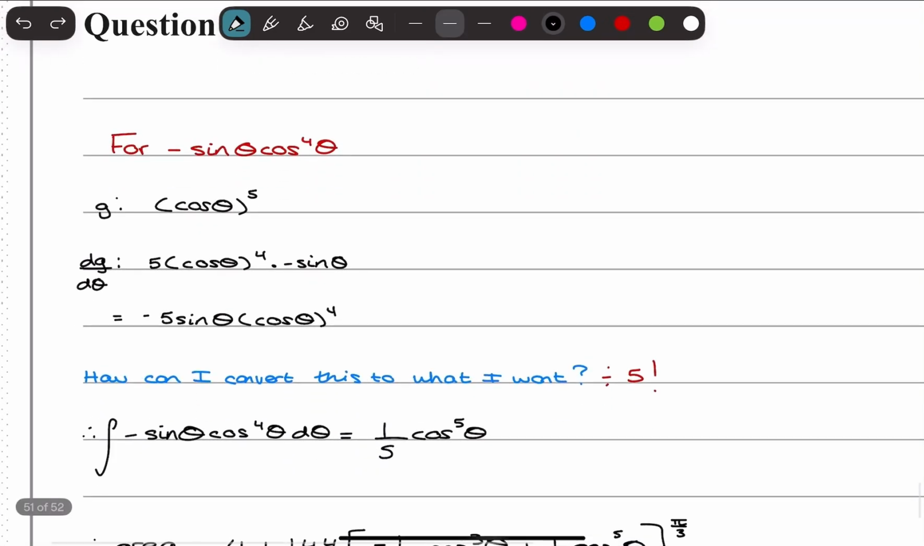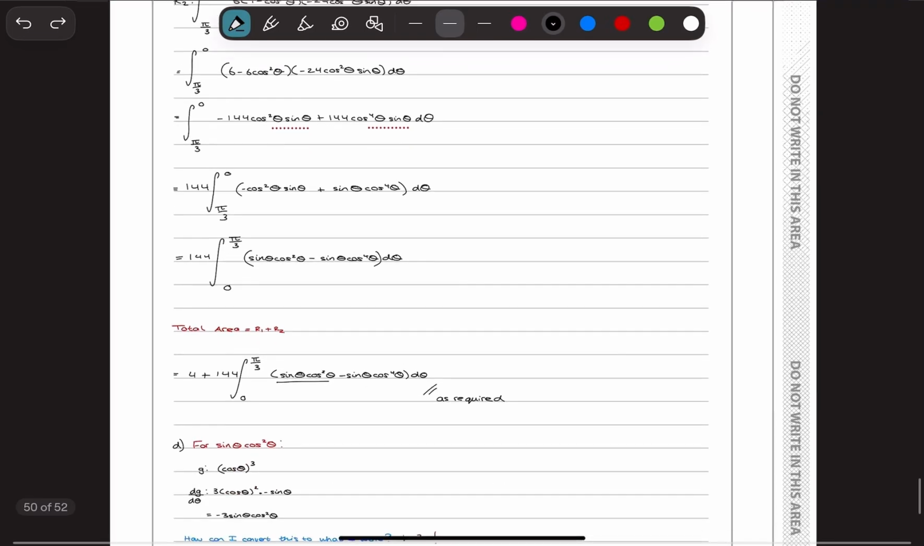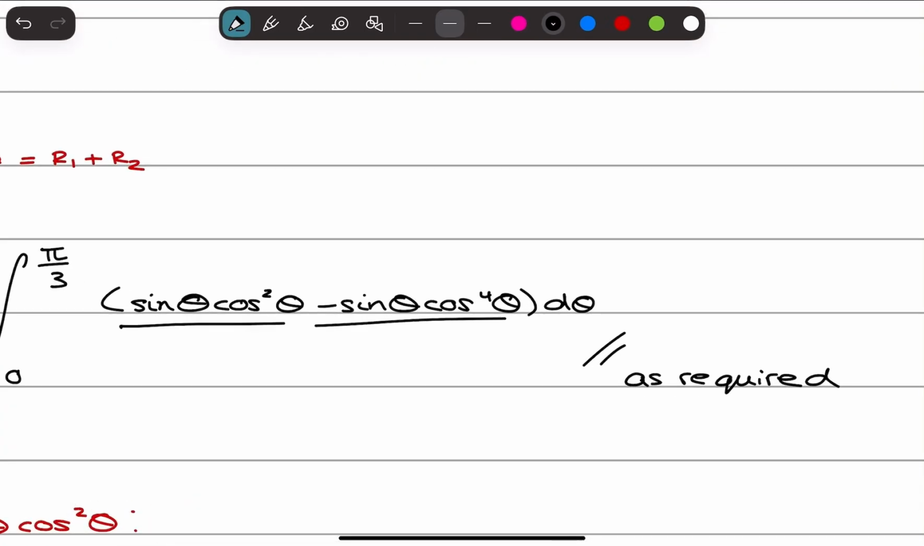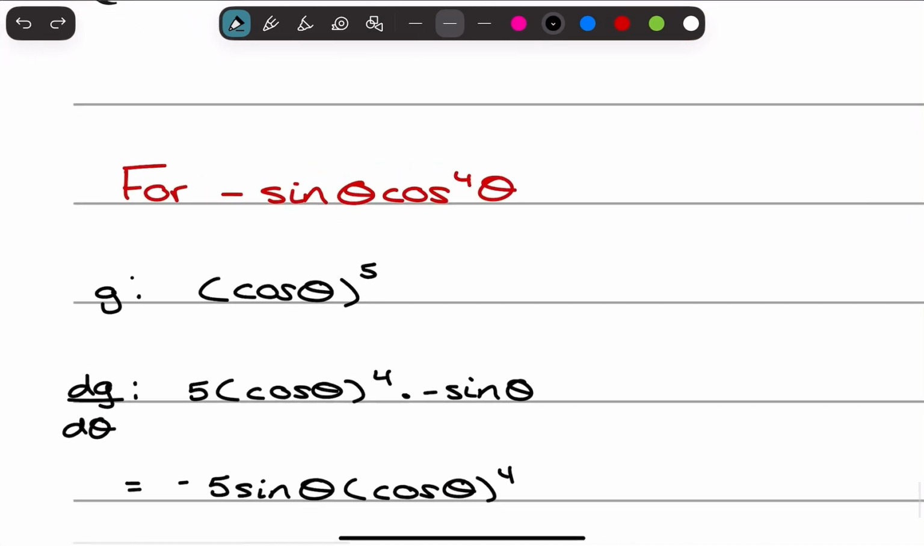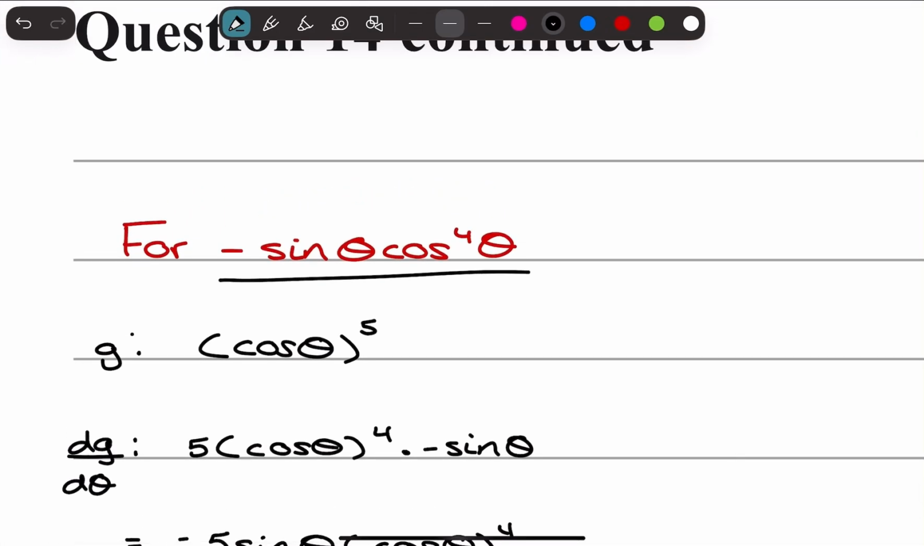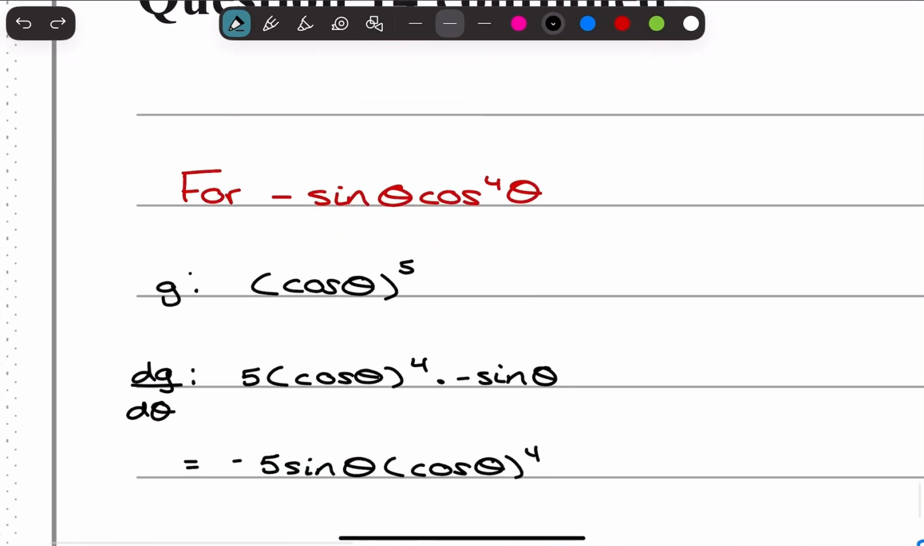So we've done the first integration. Now we need to do the second one, which is minus sine theta cos to the power of 4 theta. And the way we do this, again, we look at this. We notice that the differential of cos is minus sine, and we've got a minus sign here. So that screams to us that we need to use the reverse chain rule. So our guess is going to be cos theta to the power of 5. Again, you use the power of 5 because you always reduce the power by 1 to get 4, which is what we need here.